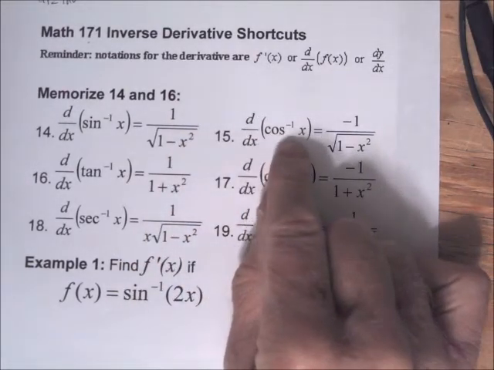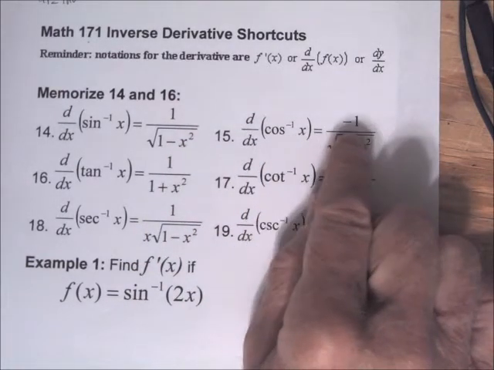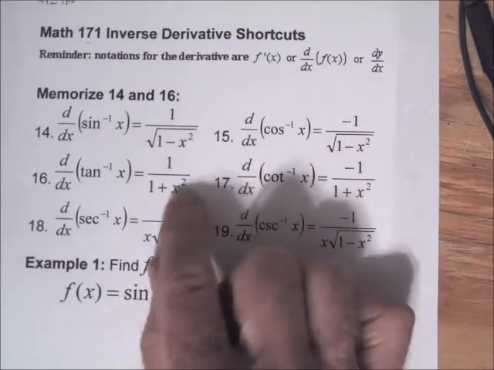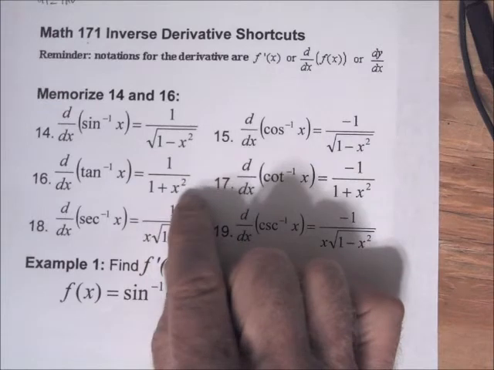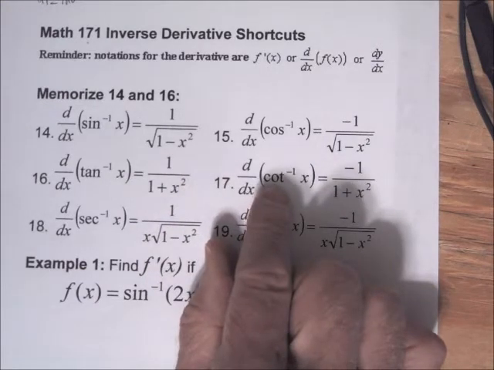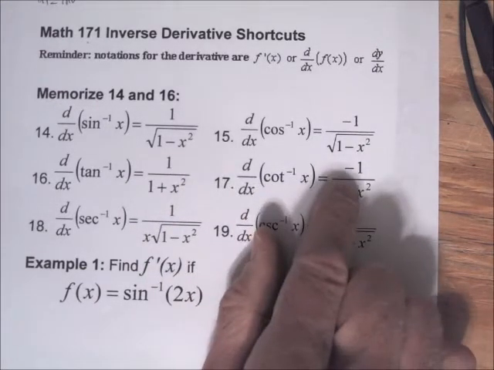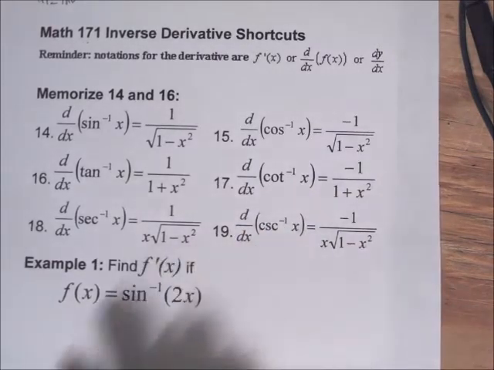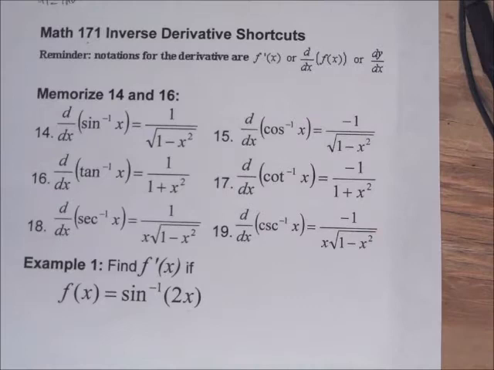Derivative of cosine inverse of x, minus 1 over square root of 1 minus x squared. Derivative of tangent inverse of x, 1 over 1 plus x squared. Derivative of cotangent inverse of x, minus 1 over 1 plus x squared. Derivative of secant inverse of x, 1 over x times the square root of 1 minus x squared. And the derivative of cosecant inverse of x, minus 1 over x times the square root of x squared.